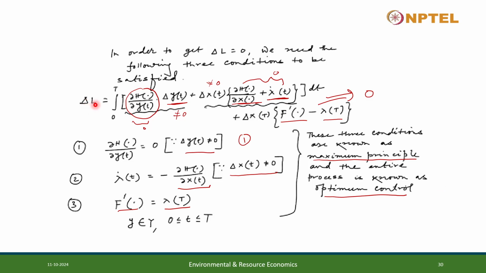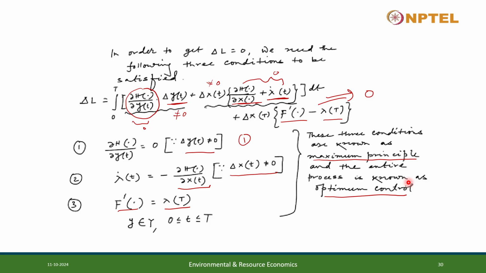Now if you equate this delta L function to 0, since delta yt is not equal to 0, this term has to be 0. So dou h by dou yt equal to 0. And then these two terms should be equal so that it equals 0. So lambda dot t equal to negative of dou h by dou x from this term, and finally the third condition is f dash equals lambda t. These three conditions are known as the conditions of the maximum principle, and this whole optimization process is known as optimal control.